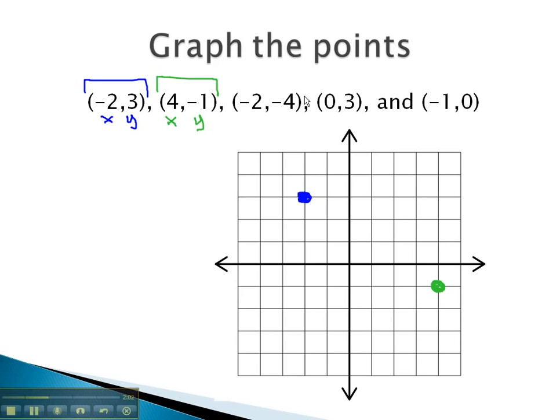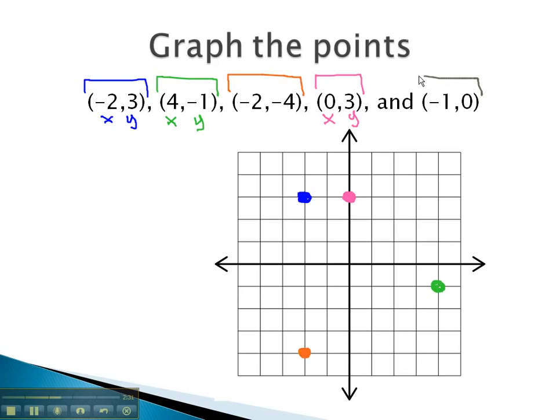The next point is -2, -4. -2 on the x and -4 on the y to get our point. Next is 0, 3. X is 0, y is 3. This means there's no left or right motion, just 3 to the north, or 3 up.